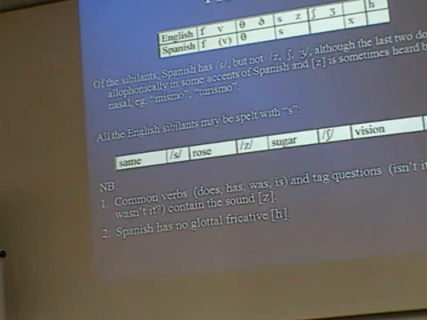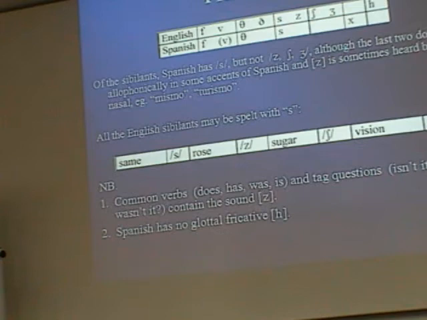So Spanish has a th sound. Castilian Spanish has the voiceless fricative, th, but it doesn't have the voiced one as a phoneme, only as an allophone of D, as I just said. It has the voiceless s sound, but it doesn't have a voiced z sound. It doesn't have either of the next two, sh or zh, not in Castilian Spanish anyway. I guess in Argentina you do have some of those sounds, yes.